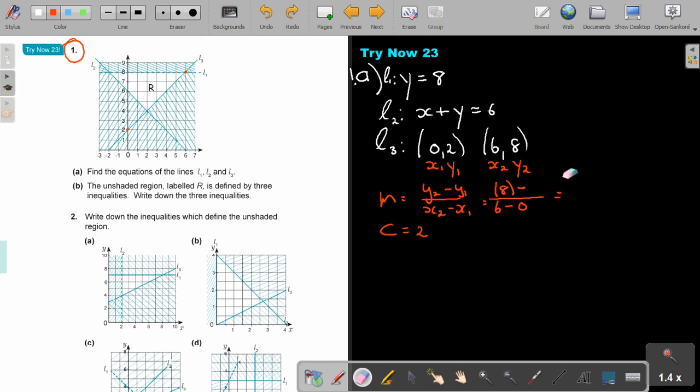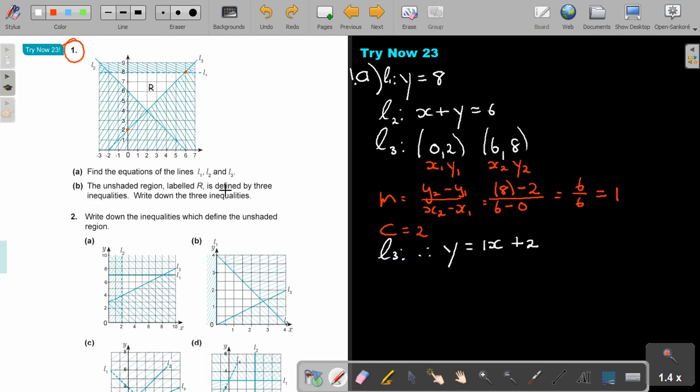Usually if you get that feeling, just go back, because it was 8 minus 2, and it was 6 minus 0. That's better. So it's 6 over 6, and that's 1. That's my gradient, and my value of c is 2. So therefore, what is the equation? The equation is y is equal to 1x plus 2, or just y equals x plus 2. And now there are my three lines. This is L3.